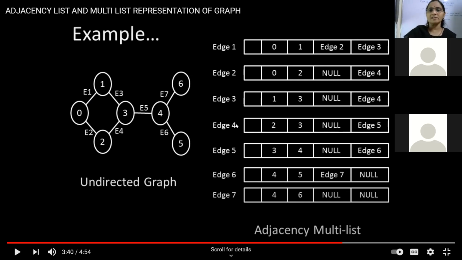There is only one difference between the adjacency list and adjacency multilist, and that is the first field, the M-bit field, which is different from the adjacency list representation.